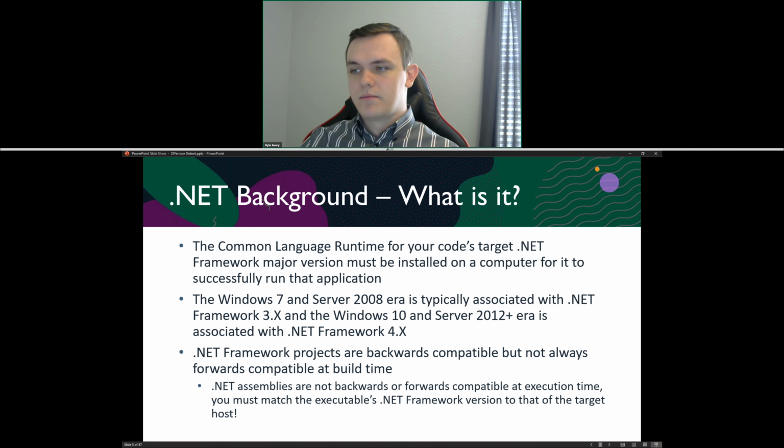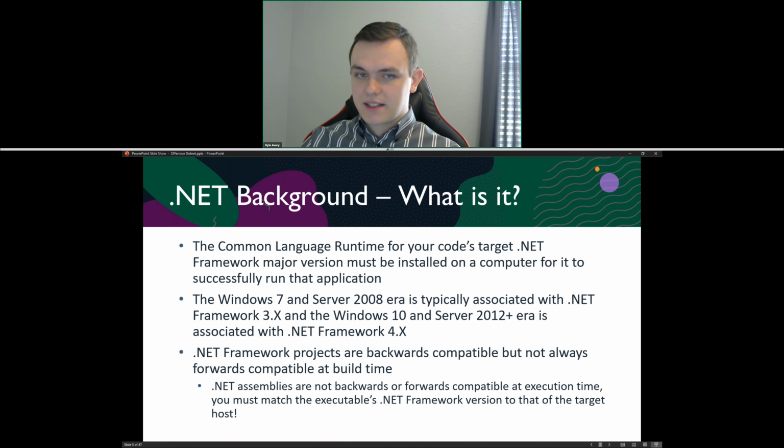But luckily, we can generalize and assume that Windows 7 and Server 2008 era is going to have .NET 3.something installed, and Windows 10 and Server 2012 and newer are going to have .NET 4.something installed. The other thing is that .NET Framework projects are backwards compatible at build time. So if you write something for .NET 3.5, you can typically build it for 4.5. It doesn't always work the other way around.